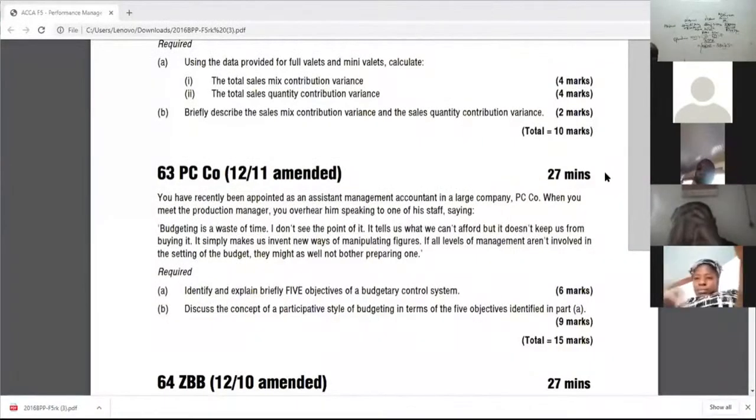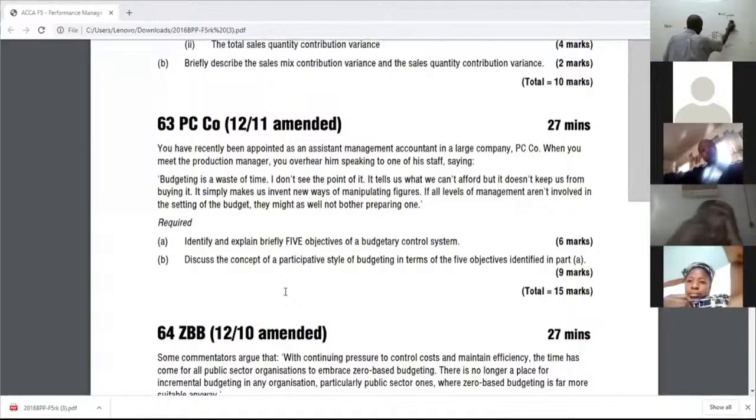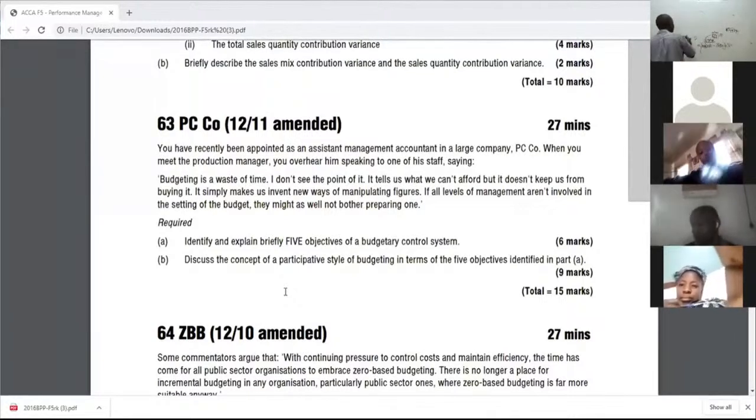Okay, ladies and gentlemen, I would want us now to look at the qualitative aspects of budgeting. Of course, as you are aware, the topic is called budgets and what here? Variances. The topic is called budgets and variances. They normally go together hand in hand.